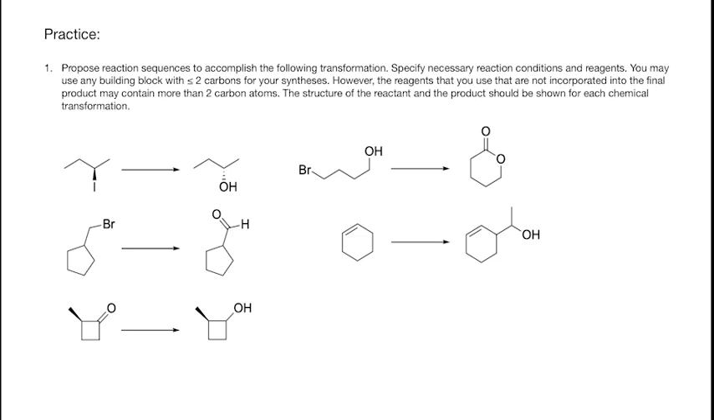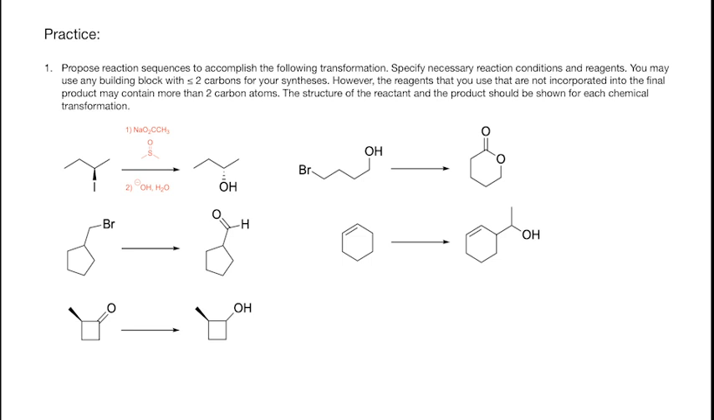This transformation involves reacting the halide with sodium acetate in a dipolar aprotic solvent, such as dimethyl sulfoxide (DMSO), followed by basic hydrolysis with hydroxide in water. And the second reaction, we see a primary bromide being converted into an aldehyde.